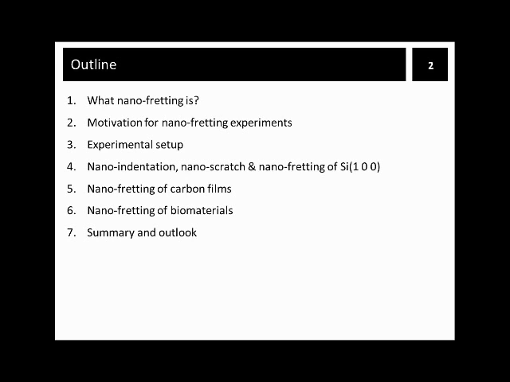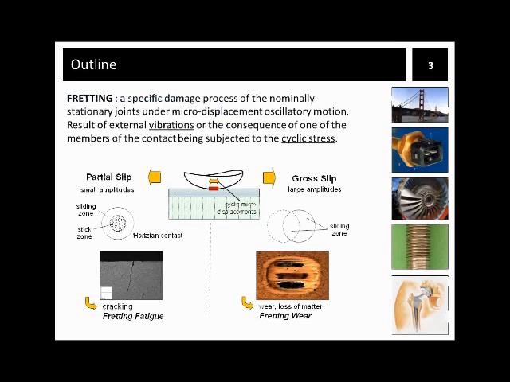Okay, so what actually nano-fretting is? Let me start with general fretting definition first. Fretting is a specific surface damage process of nominally stationary joints which progress through micro-displacement oscillatory motion, and it's typically in the range of few microns to few tens of microns.